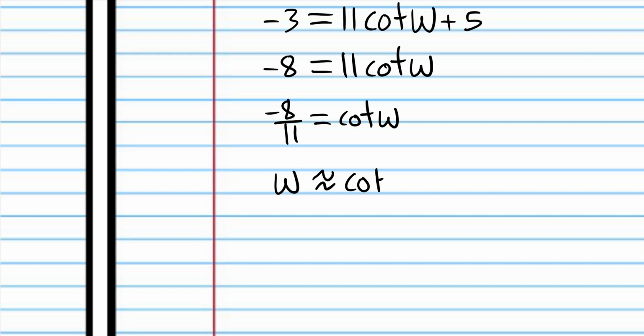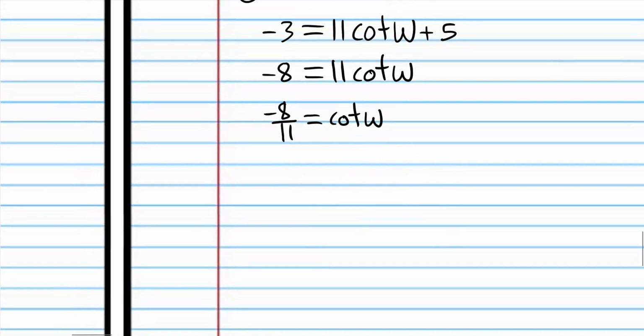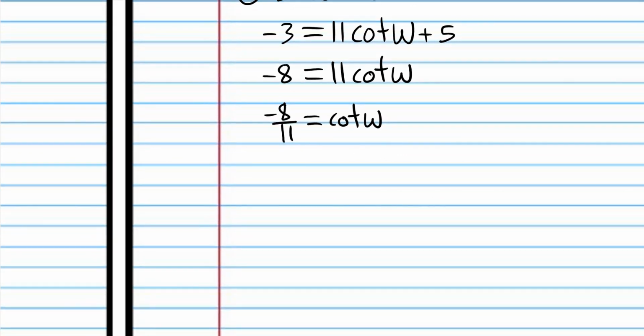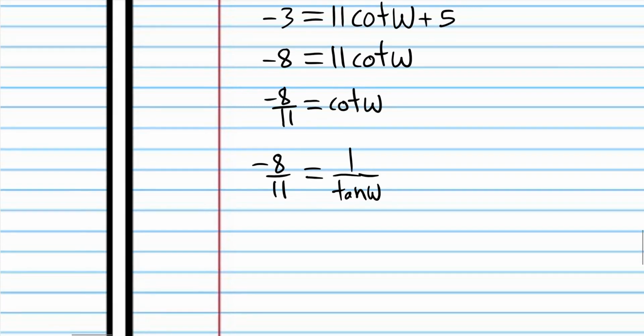We want to find the angle. This is not a recognizable ratio, but we don't have a cotangent inverse function in our calculator. We don't have that, so we can't do it. So what we can do is change cotangent to 1 over tangent omega. We do have a tangent inverse function in our calculator.